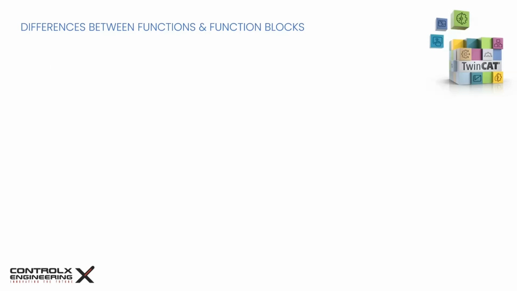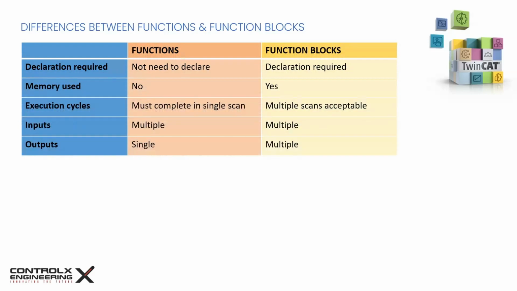Before moving on to function blocks, let's first compare the differences between the two. Both functions and function blocks make PLC programming more versatile and improve code execution efficiency when used properly. Functions don't require declaration, whereas a function block must be declared or instantiated. Because of this, a function does not require any memory, whereas a function block requires memory.